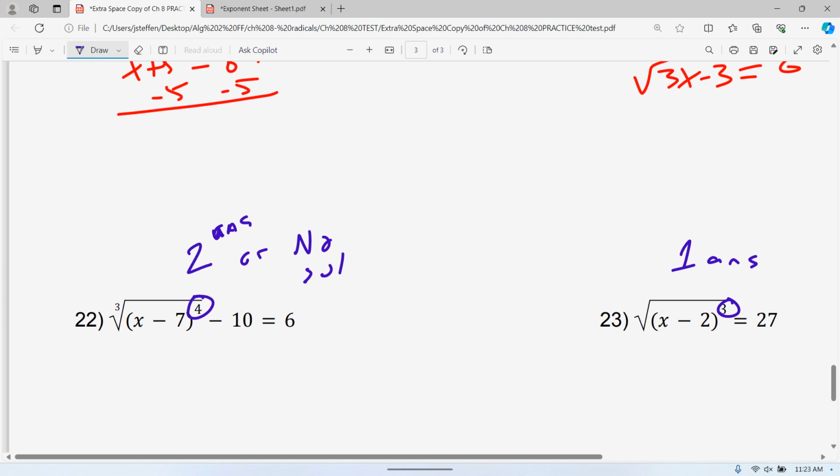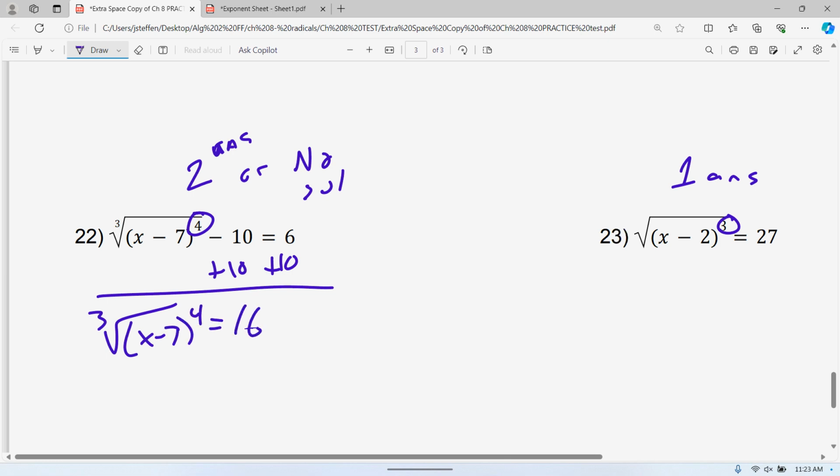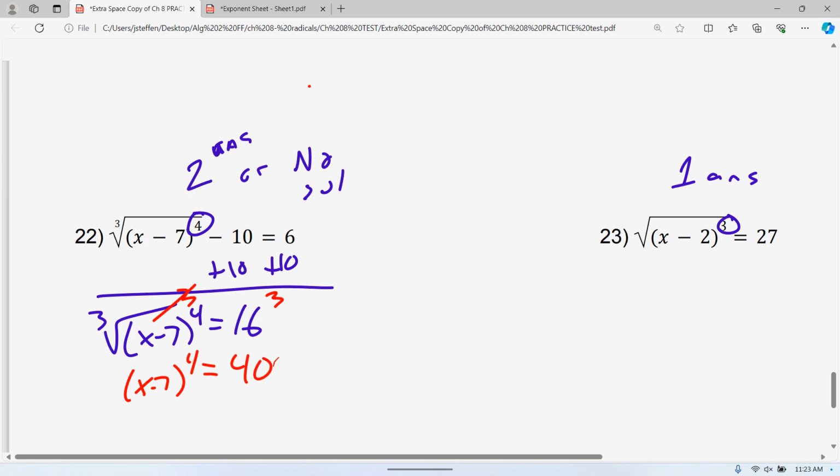So this one, before I even start, I know I'm going to have either two answers or no solution. So from here, I would add 10 to both sides. So I have the third root of x minus 7 to the fourth is equal to 16. Now I cancel. It doesn't matter which one you cancel first. I always cancel the radical first, but it would maybe be easier to cancel out the exponent first. But I think the way it's written out, it's easier to remember to cancel the radical. 16 to the third is going to be a big number. That's 4,096.